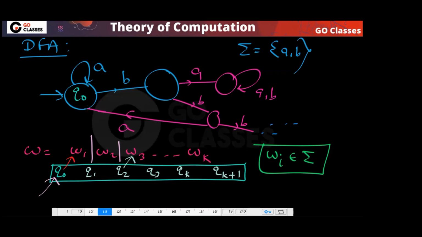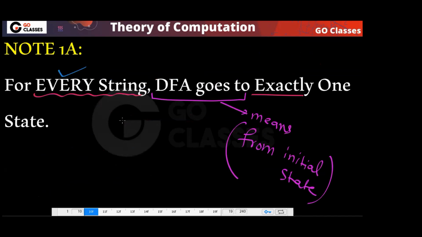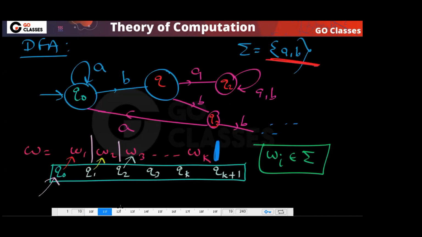Whatever state you take, from every state, on every symbol, there is exactly one transition. So you will go to exactly one state. Similarly, in this state, if you read this symbol, you will go to exactly one state, and so on. So I can say that DFA will end in exactly one state. So for every string, DFA will go to exactly one state.